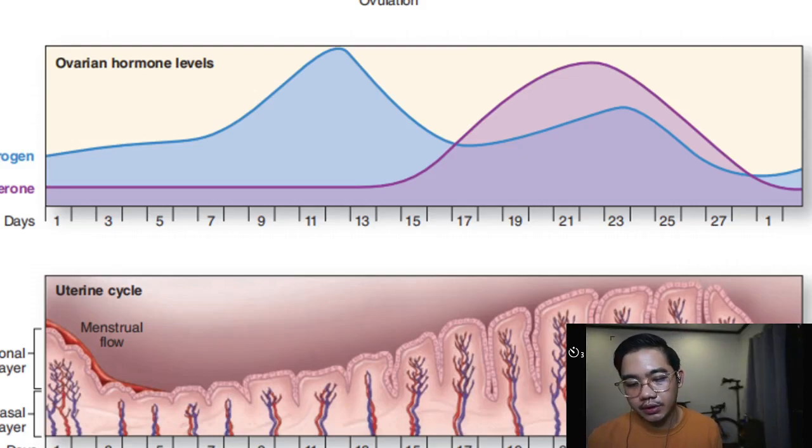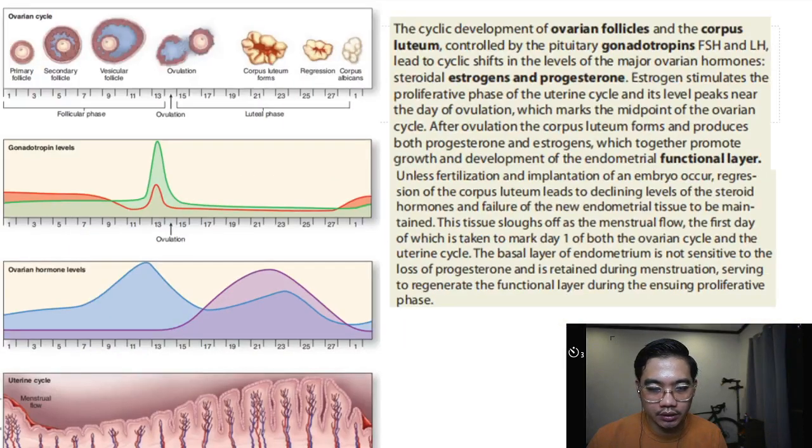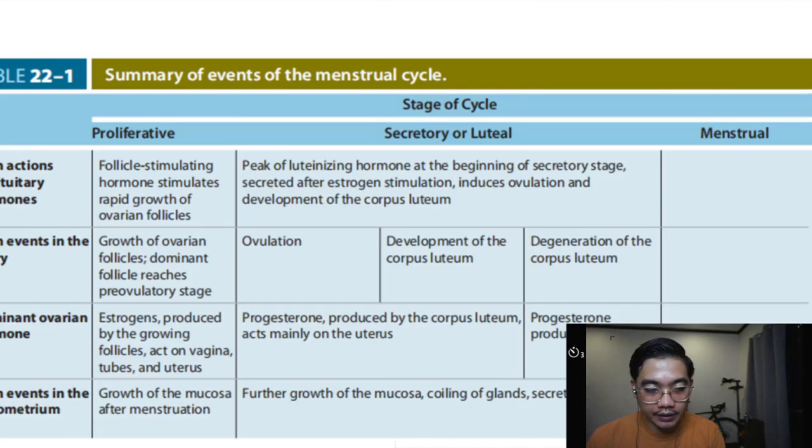But if nothing ever attaches, eventually the hormones will fall and then menstruation will occur. Alright. Okay. So, next slide. So, the main pituitary, main actions, no?